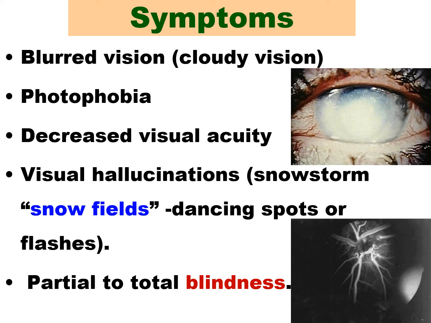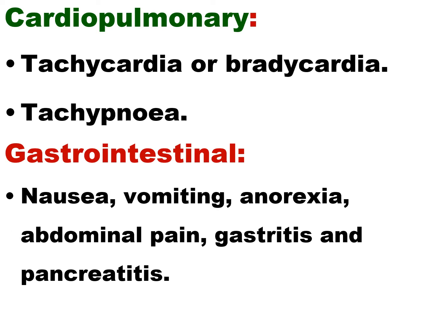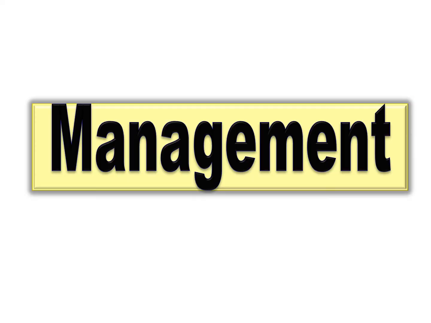Ocular toxicity: destruction of the optic nerve disc and retina, producing blurring of vision or cloudy vision, photophobia, decreased visual acuity, snowstorm or snow fields of vision, partial or total blindness, irreversible blindness, sluggish non-reactive pupils, papilledema, hyperemia of the optic nerve discs with production of blindness very rapidly. Also, cardiopulmonary effects occur, and gastrointestinal irritation.